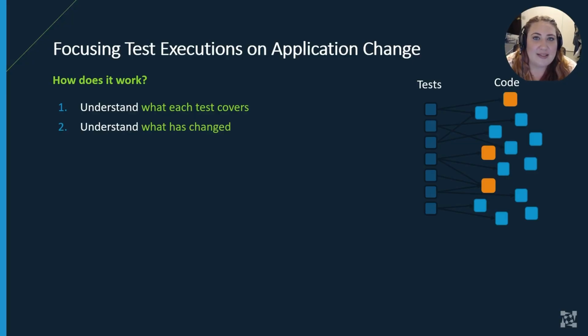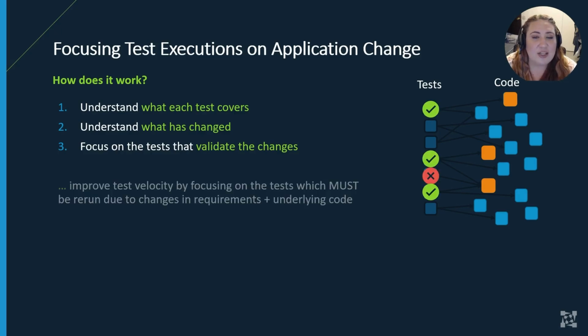Test impact analysis then looks for and identifies code changes based on source control data, and it builds a final list of impacted test cases. Now, since this list of impacted test cases is much smaller than your full regression suite, running just those tests will be much faster, and you're still able to validate all of that modified application code.